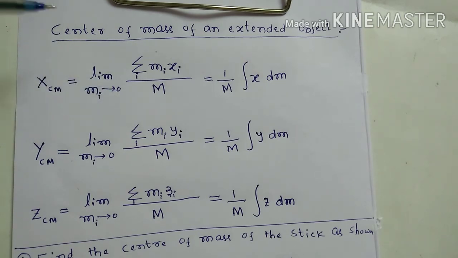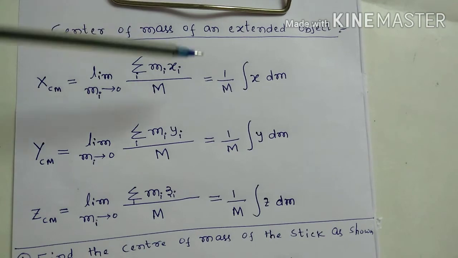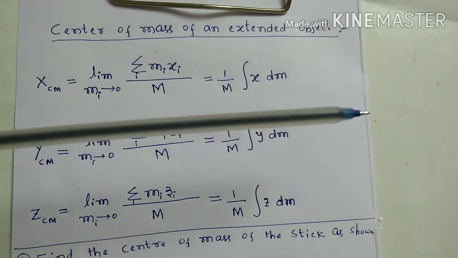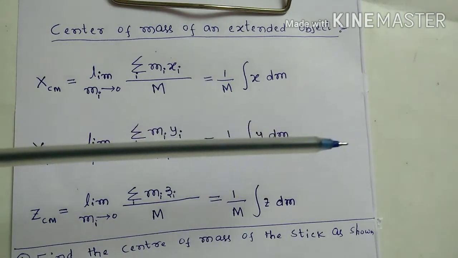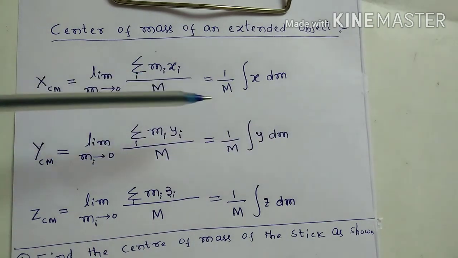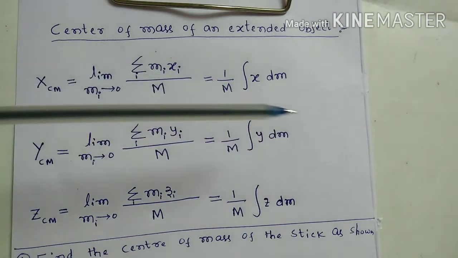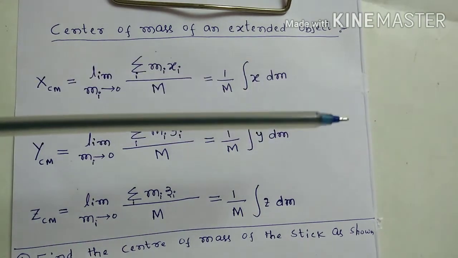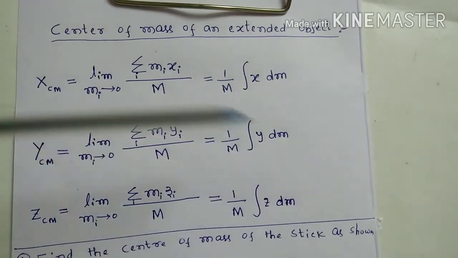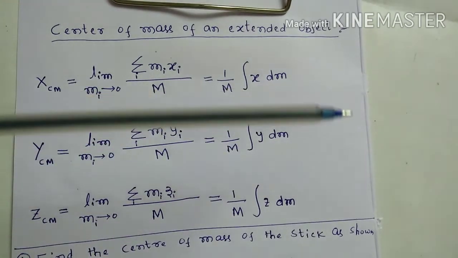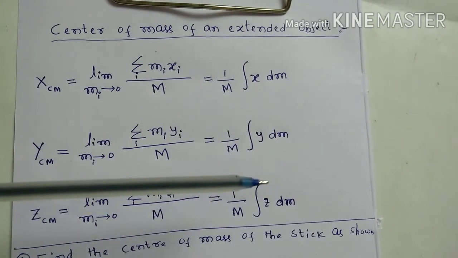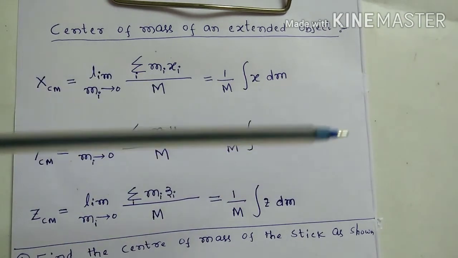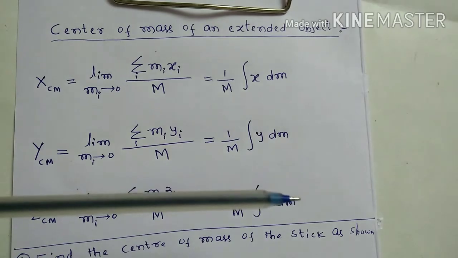When you are cutting into small slices, no? An extended object is there. Just like this pen, you cut into small parts. Each part's mass is mi. So mi tending to 0 means the mass of each slice of this pen is very small. Tending to 0 means very small. It's not equal to 0. So you are cutting this pen into very small slices.